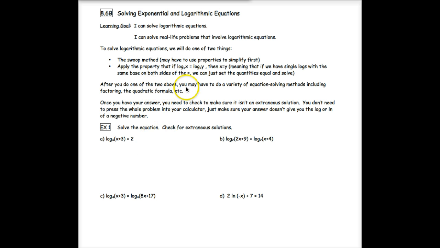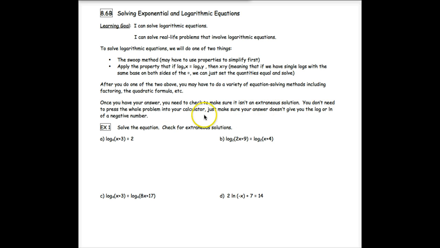After you've done one of the two above, we may have to use a variety of different equation solving methods. You might be left with something that is linear, which is super easy to solve, but it might be quadratic, which means we might need to factor or use the quadratic formula. If it's something higher than a quadratic degree, if we have a cubic or a quartic, remember that those ones are almost always going to be factorable for you. Once you have your answer, you need to check to make sure it's not extraneous.